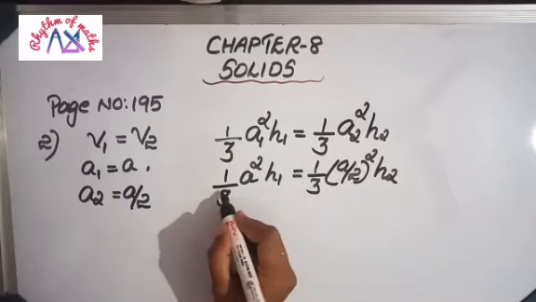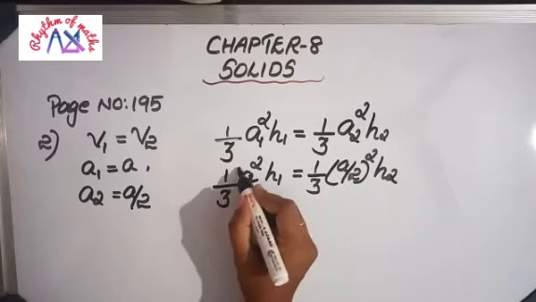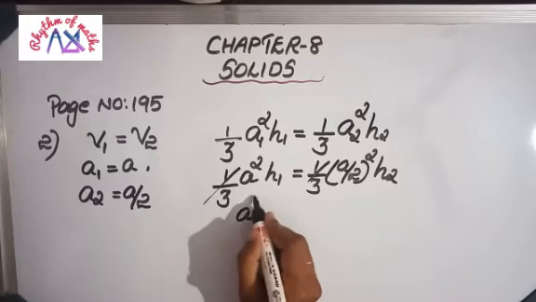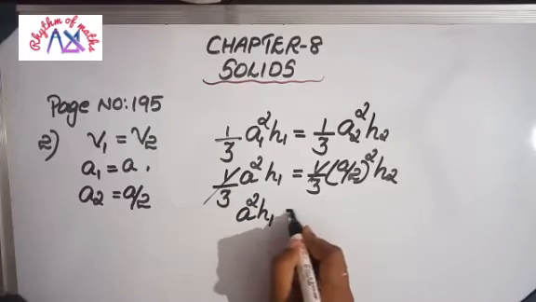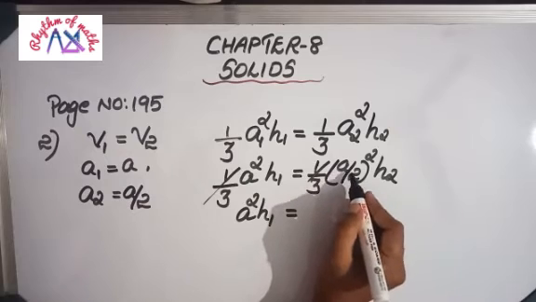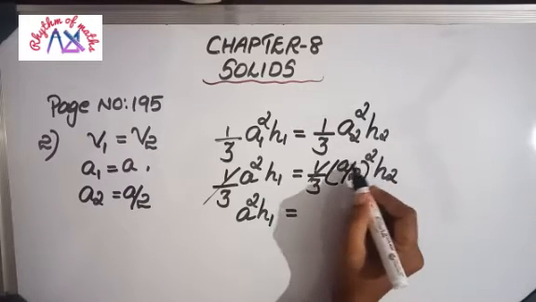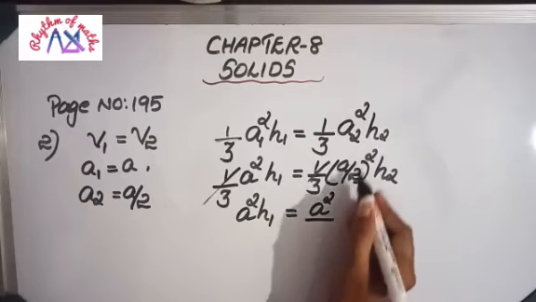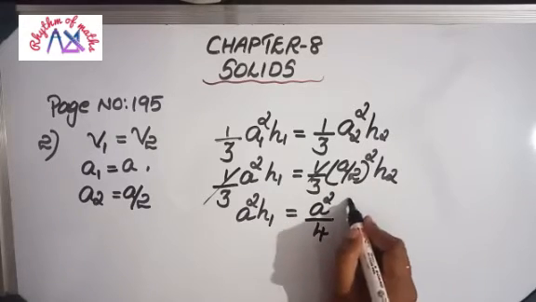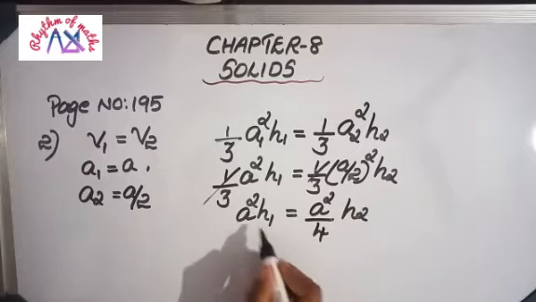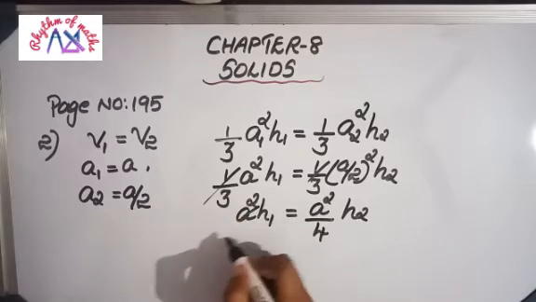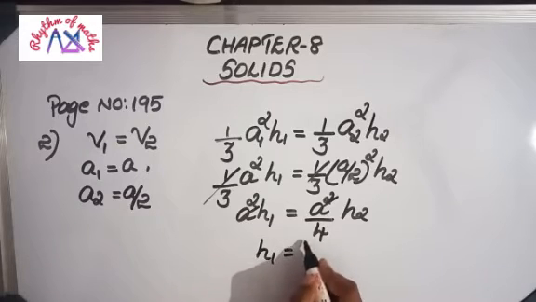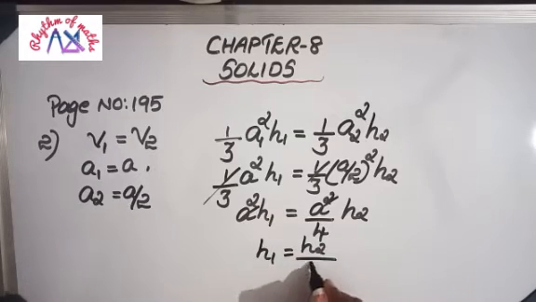Now the 1 by 3 on both sides we can cancel. The remaining is A square H1 equal to, let's open the bracket, A by 2 the whole square means numerator square and denominator square. So A square by 2 square is A square by 4, times H2. Now A square and A square also cancel. What remains is H1 equal to H2 by 4.